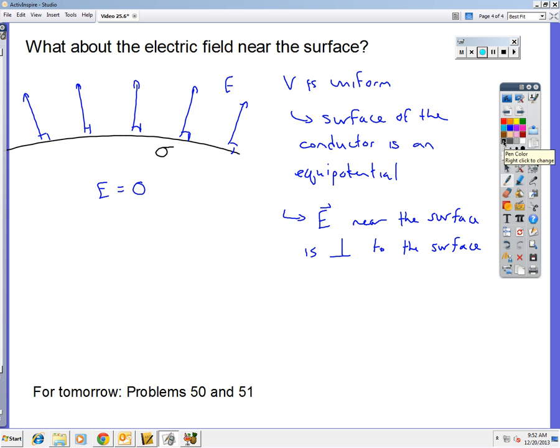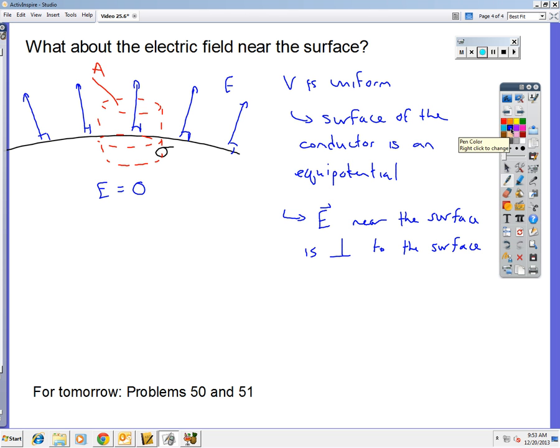So what we're going to do is approximate this as planar symmetry, and we'll draw a Gaussian surface that goes through the surface of the conductor. So part of the Gaussian surface is inside the conductor, part of the Gaussian surface is outside, and we'll say that the area of the end cap of that surface is A.